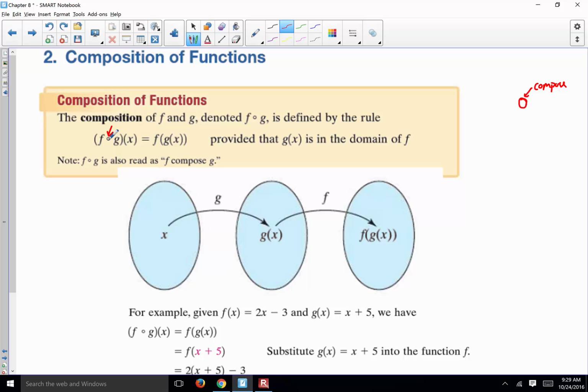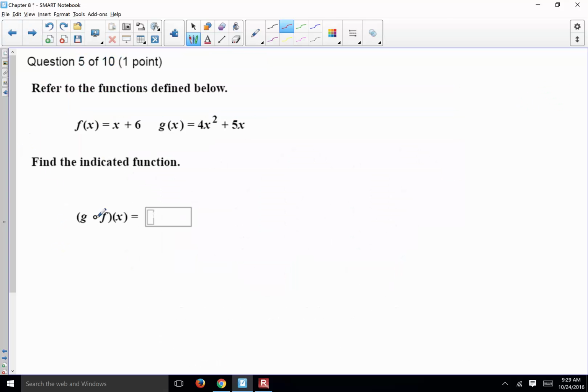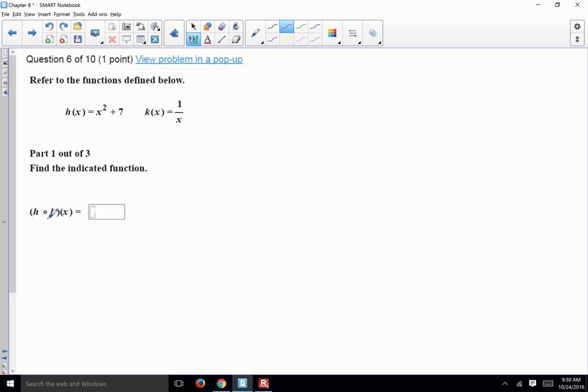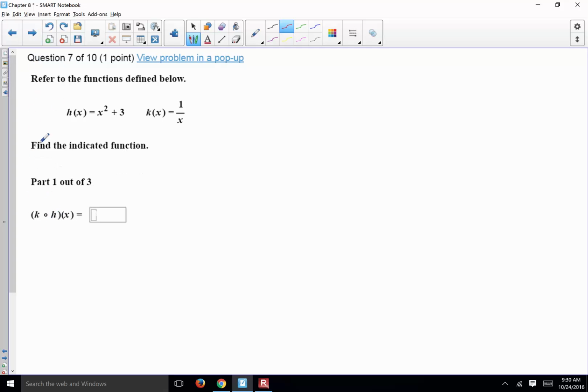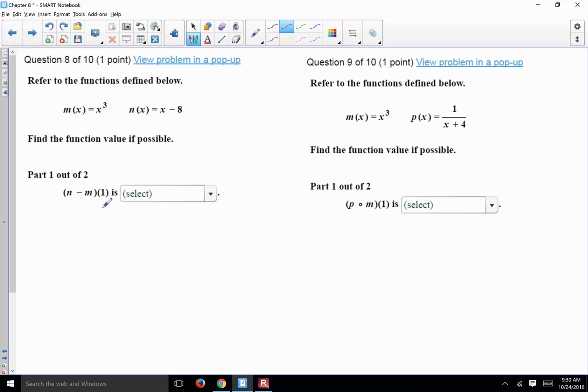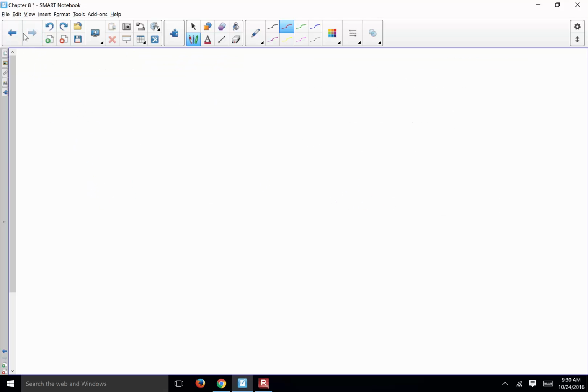Some people think, oh, this is a multiplication. No, this is not filled in. This is multiplication. Now it's not. Okay? Do you see the difference? For example, in this question, you're not going to multiply, you compose. Okay? For this question, you are composing. For this question, compose. And that's it.